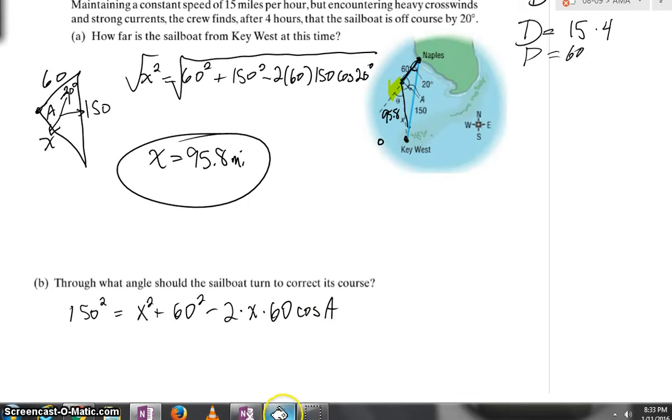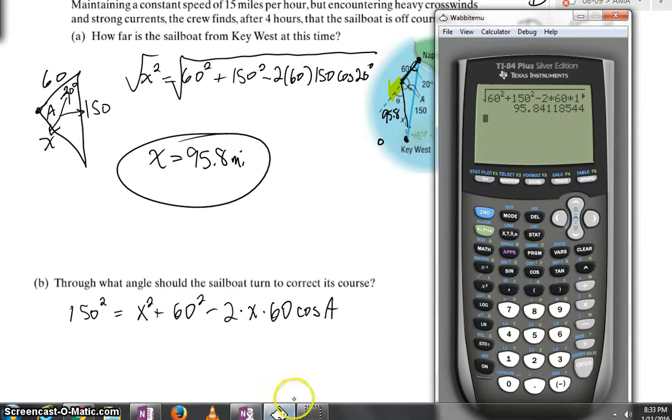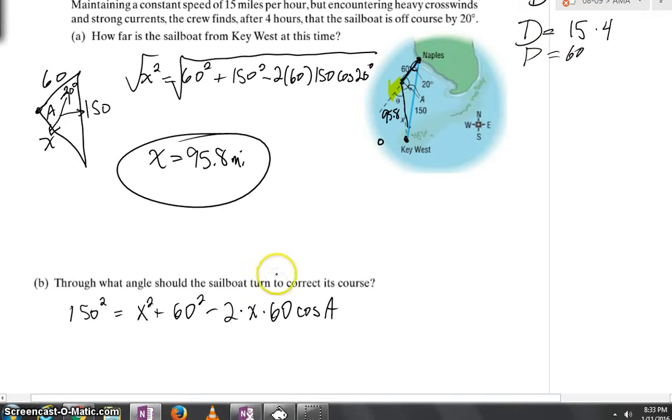Now, by the way, something that I did not do, and it's actually a very smart thing to do, is right now I'm going to go back to my calculator and press the store button and put it in for x, so that later on I don't have to retype 95.8, which would have round off error, of course. X is going to store that value in its entirety.